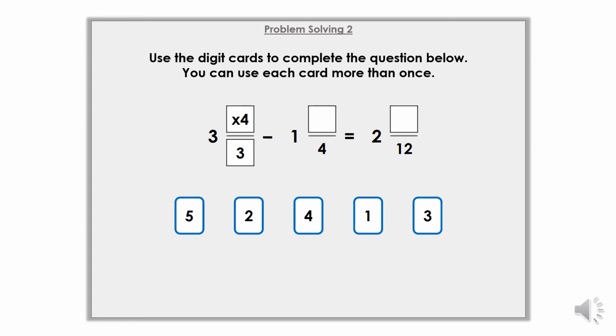So I'm going to have to multiply everything in this fraction by 4, because 3 times 4 is 12. And everything in this fraction I'm going to have to multiply by 3, because 3 times 4 is 12. Okay, what else could I do then?